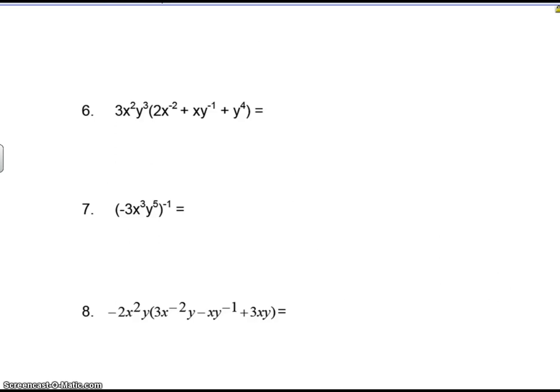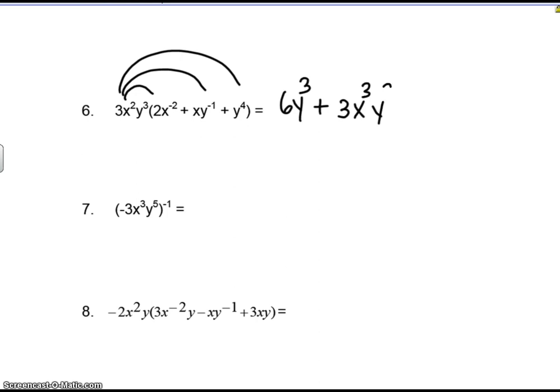Okay, on number 6, we're going to use the distributive property. Okay, 3 times 2 is 6. X squared times x to the negative 2, that's x to the 0. So that's just 1. We don't have to put times 1. And then y cubed. Okay, and then the next one, 3 x to the 3rd power, y to the 2nd power, because 3 minus 1 is 2. Okay, and then the last one there is going to be 3 x squared y to the 7th.